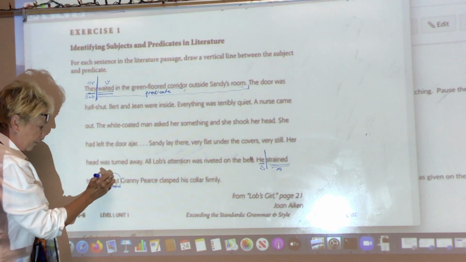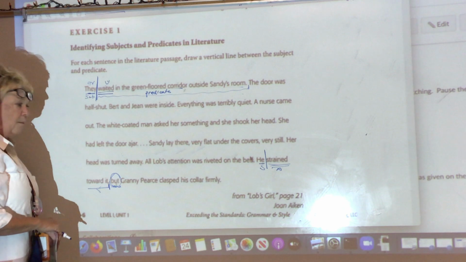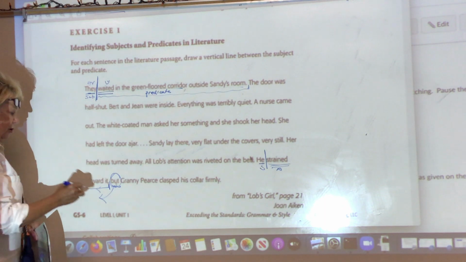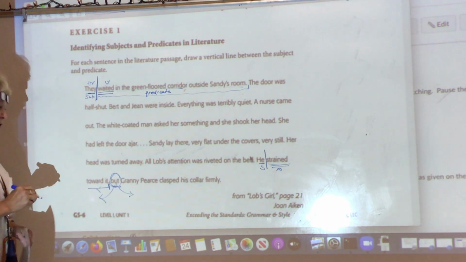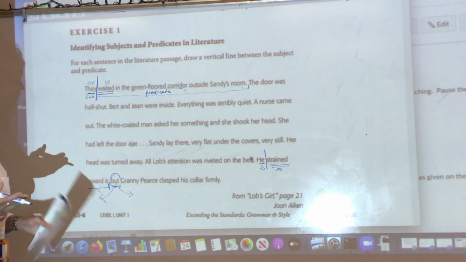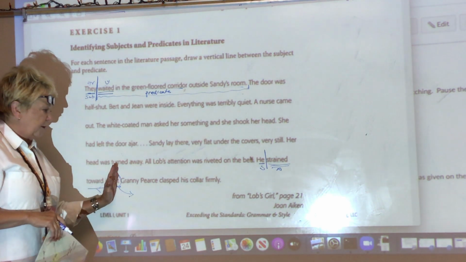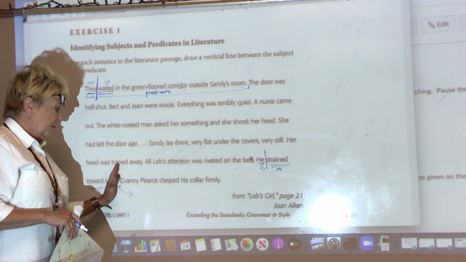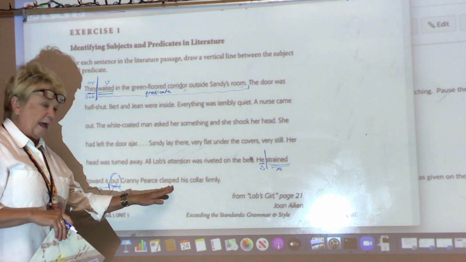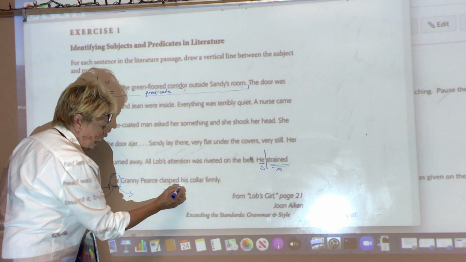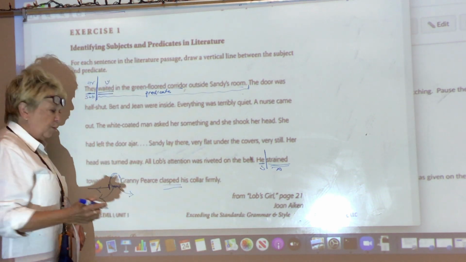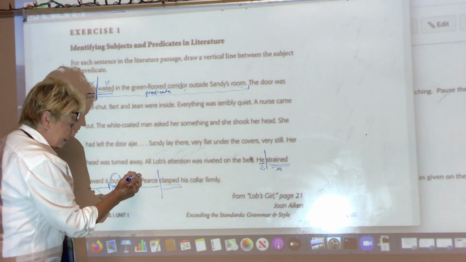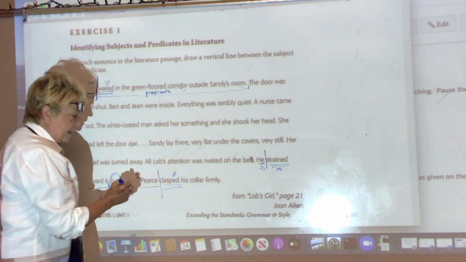But we have a trick here. This is actually going to be a compound sentence. We have one sentence on this side of the conjunction, and we have another sentence on this side. So we have another time to divide subject from predicate. Granny Pierce clasped his collar firmly. That has a subject and a predicate, and it is a complete thought. Where's the action? Well, if you're thinking clasp, you are correct. So there's your action verb, clasp. Who clasped? Well, Granny Pierce did the clasping, so here's where we divide it. This is the subject side, and this is the predicate side.